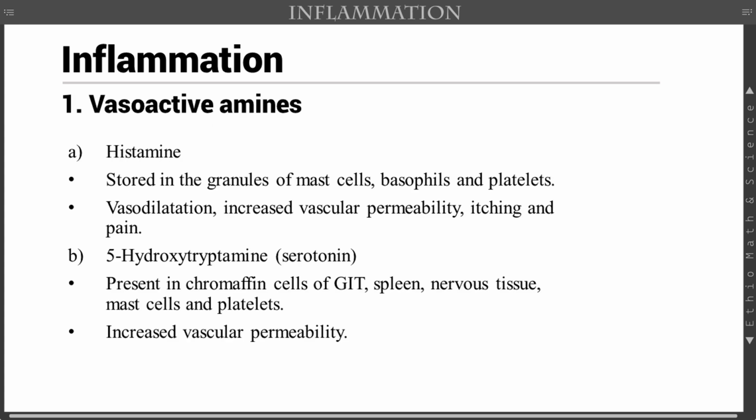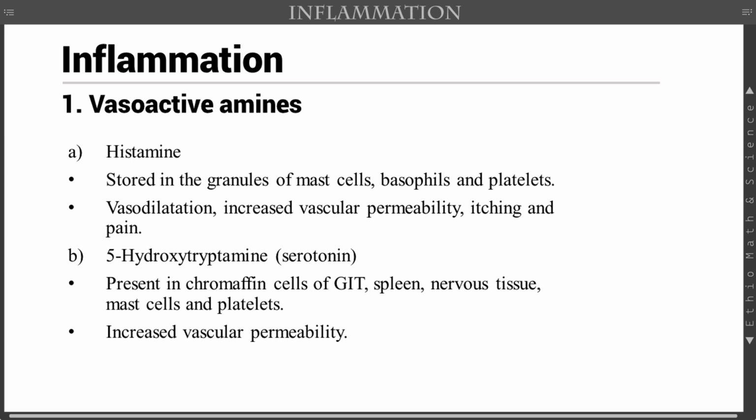Histamine lives preformed in mast cells, basophils, and platelets, ready for immediate deployment. Upon IgE cross-linking, physical injury, or stimulation by C3a-C5a, histamine is released and binds H1 receptors to drive arteriolar vasodilation and increase post-capillary venular permeability, producing rapid edema. It also contributes to pruritus and pain.